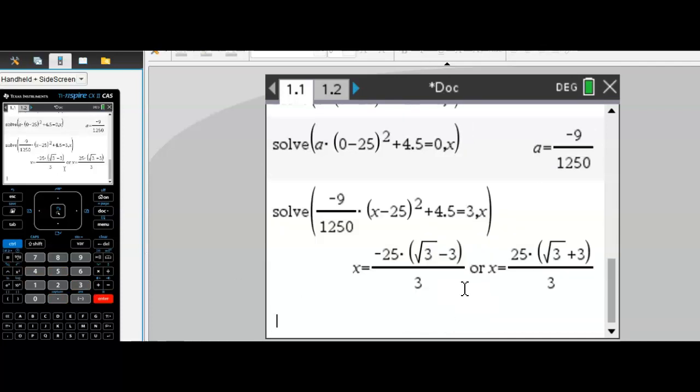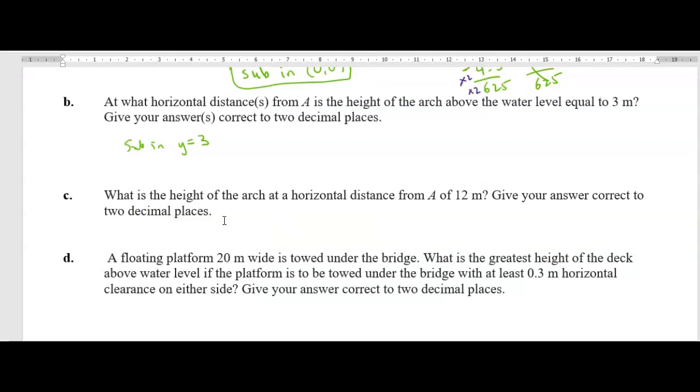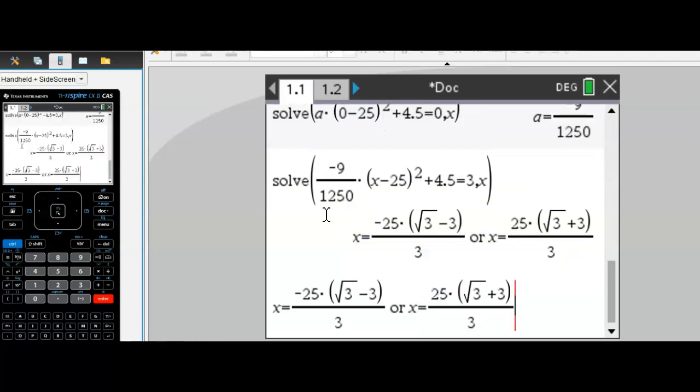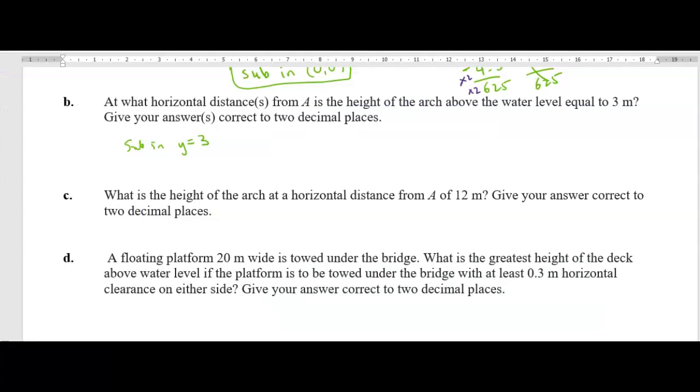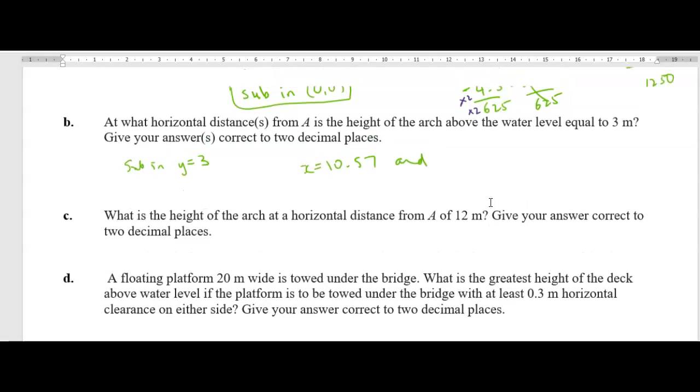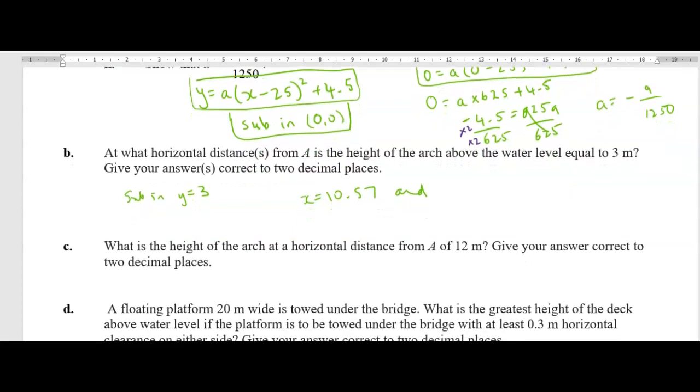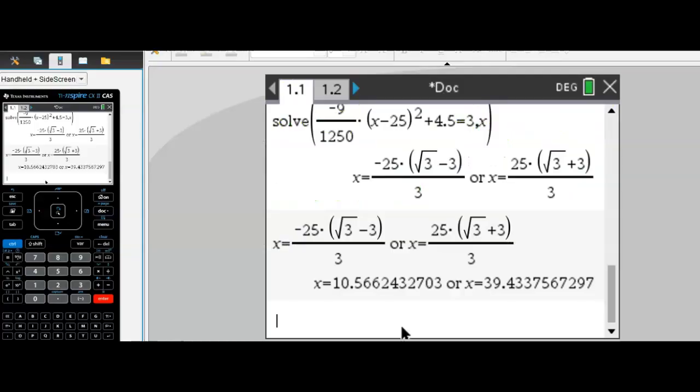So there's our two solutions, but it does say two decimal places. So let's go back. We can highlight it and just go Control Enter. We'll put it in decimal form. So we're at 10.57. So remember, we've got to round. So at x equals 10.57, and just want to make sure that's the variable it's used. x, good. What's the other one? 39.43.